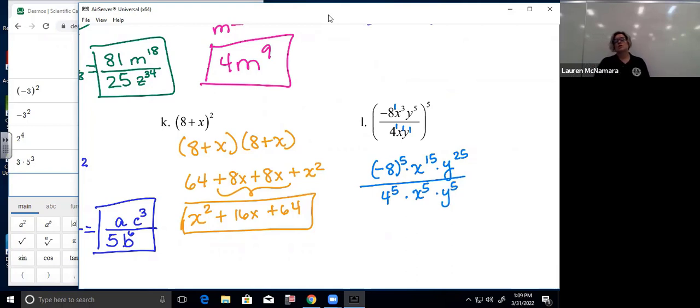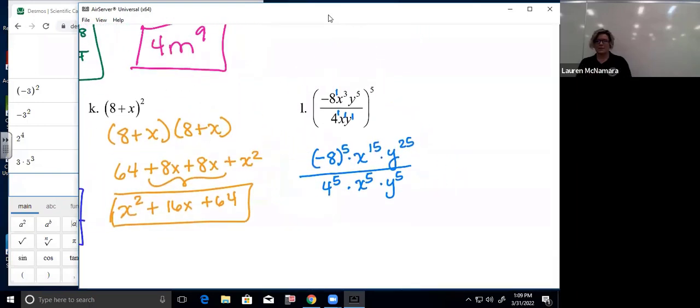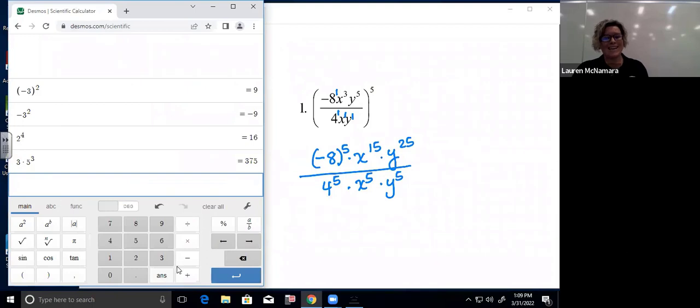Could you reduce your fraction first? Yes. Will it change your answer? No, it's not going to change your answer. So here, I'm going to go ahead and simplify. This does make my numbers larger in this case. That's not always the case, but I'm going to go ahead and say negative 8 raised to the 5th.